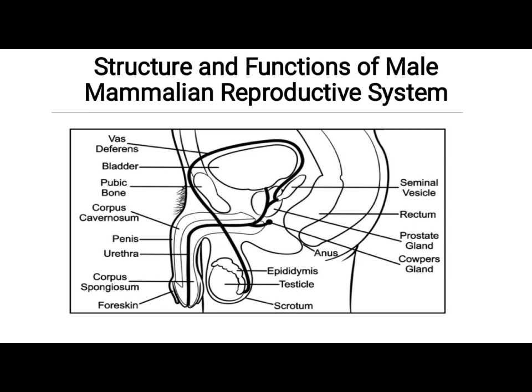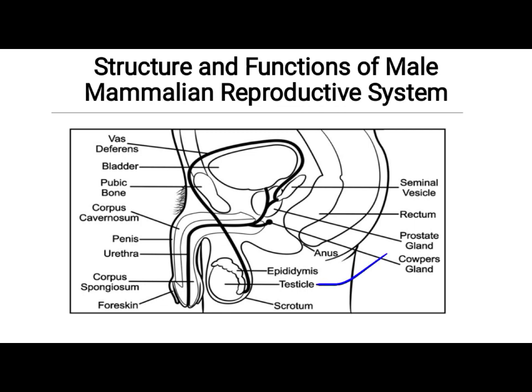As you can see on the screen, the various parts of the male reproductive system. You can see the scrotum, the testis, the epididymis, the seminal vesicle, the prostate gland, the Cowper's gland, the vas deferens, and then you can also see the penis and the urethra. I'm using these few important parts in explaining the various functions of the reproductive system in the male organism. So let's get started. I'm going to be starting with a very important part, which is the testicle.